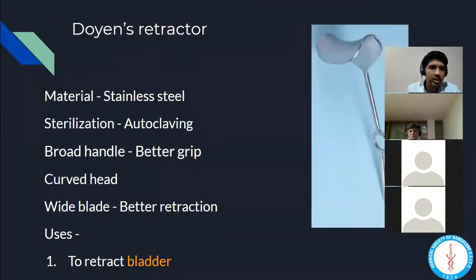Then we have the Doyne's retractor. The Doyne's retractor has a curve even on the side. This is used to retract the urinary bladder, and this curve sits on the pubic symphysis. So this is used in pelvic surgery. The Morris retractor is used in upper abdominal surgeries.